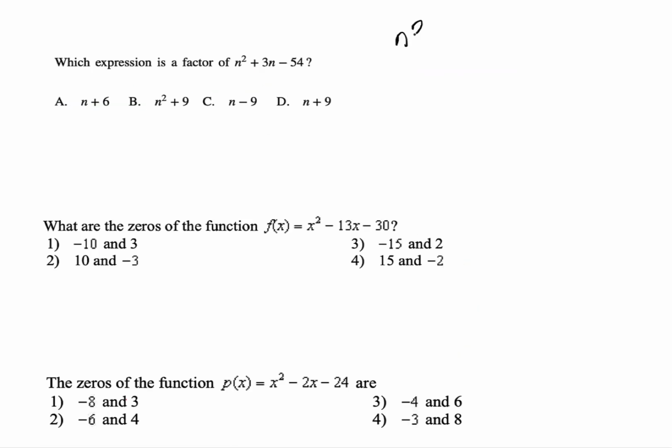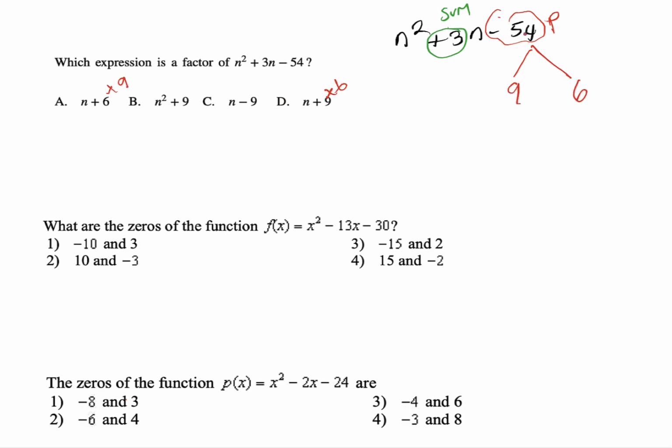You have n squared plus 3n minus 54. So I know that this is my product here, and I know that this positive 3 is my sum. So right here, let the answers help you. So you're like, 9 times what? 9 times 6. Okay, 6 times 9. So it's a 9 and a 6.